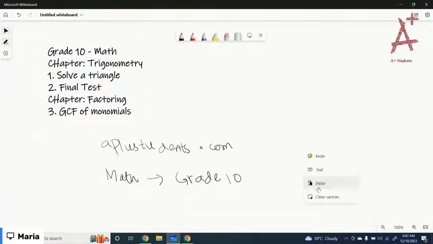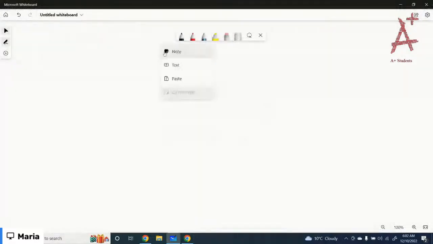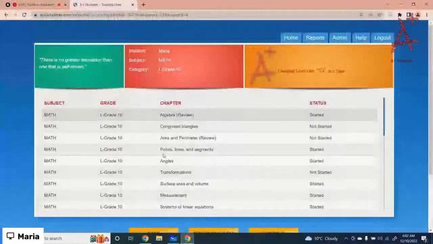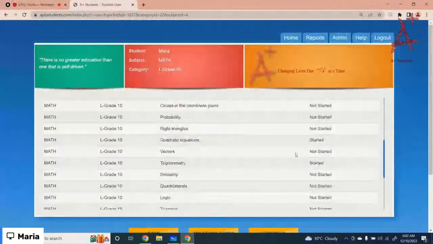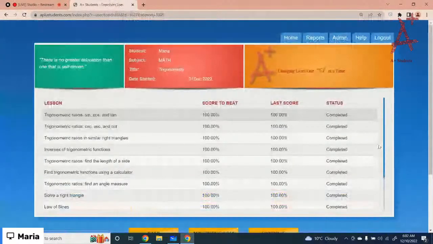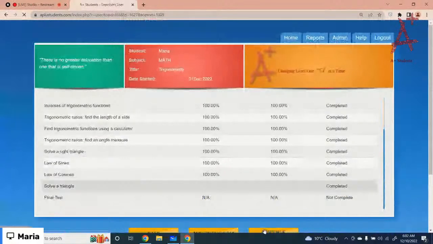Let me just write down the lesson name. Okay, let's just start with the first lesson that is solve a triangle, and that is from the chapter trigonometry, grade 10 math it is. Okay, I am on grade 10 maths. Here is the chapter trigonometry, and here is the lesson that is solve a triangle.